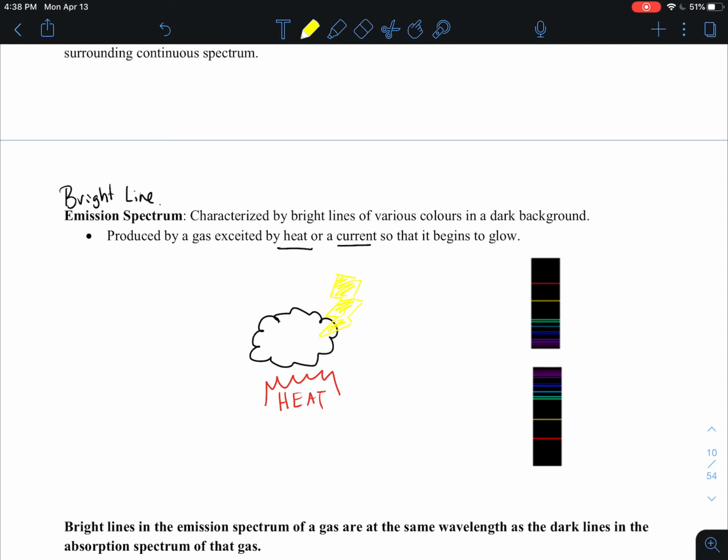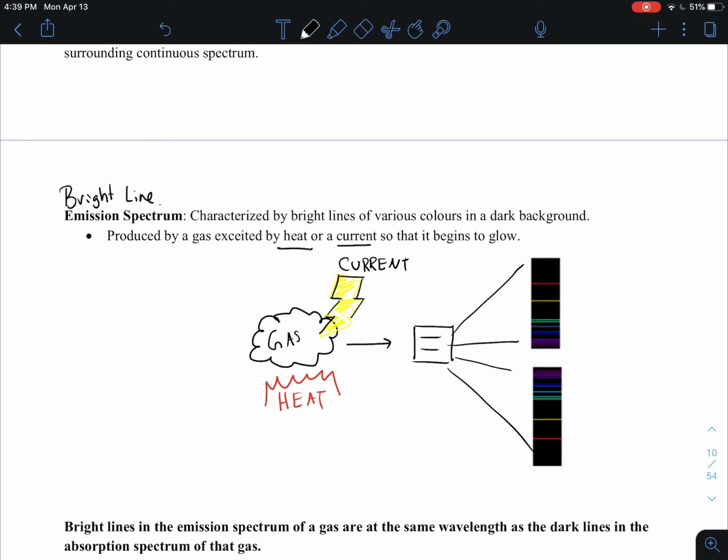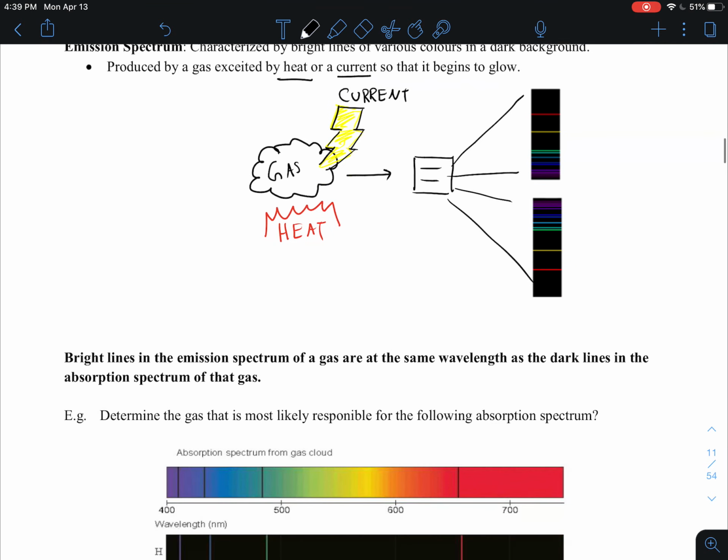So this is just a regular gas, sometimes cool, sometimes not. But the gas is excited either through a current or heat, or I guess both, and then put through a diffraction grating. In this case, what's happening is that the heating or the current is making the elements excited and therefore producing these spectral lines. Once again, we'll get into more detail in our next topic when we talk about the Bohr's model. But it says here, the bright lines of the emission spectrum of a gas are the same wavelength as the dark ones of that same gas.